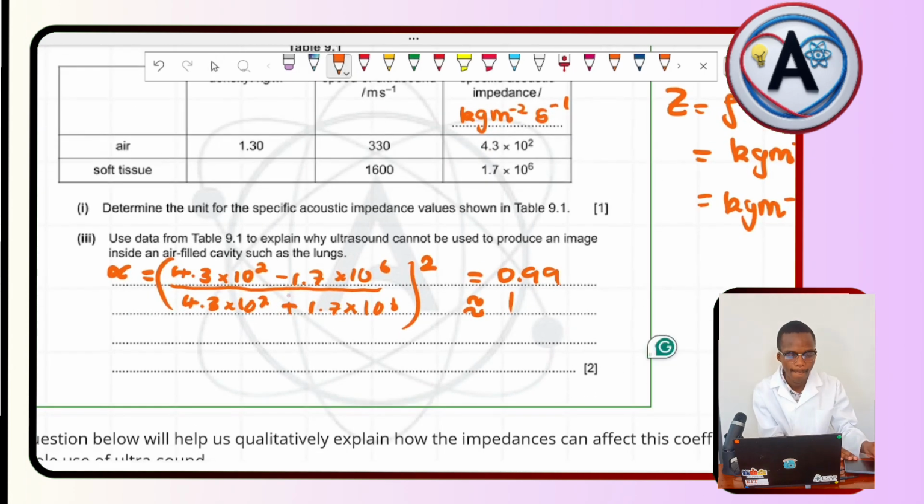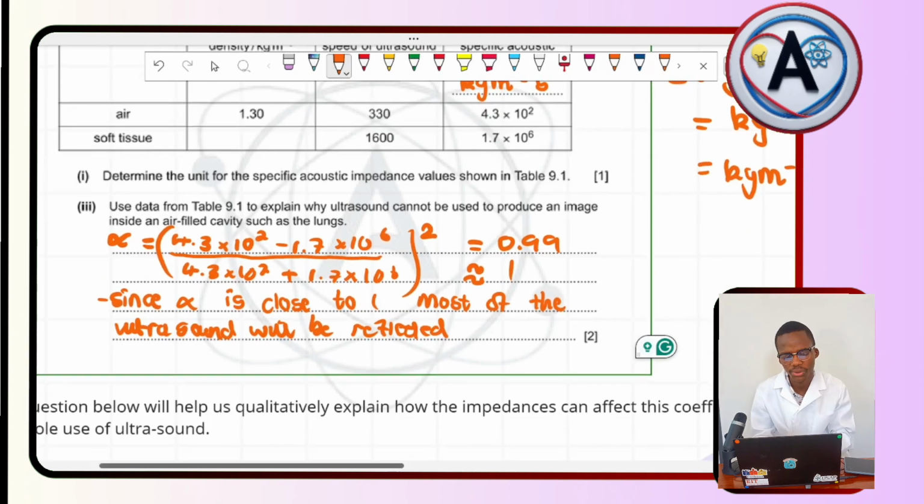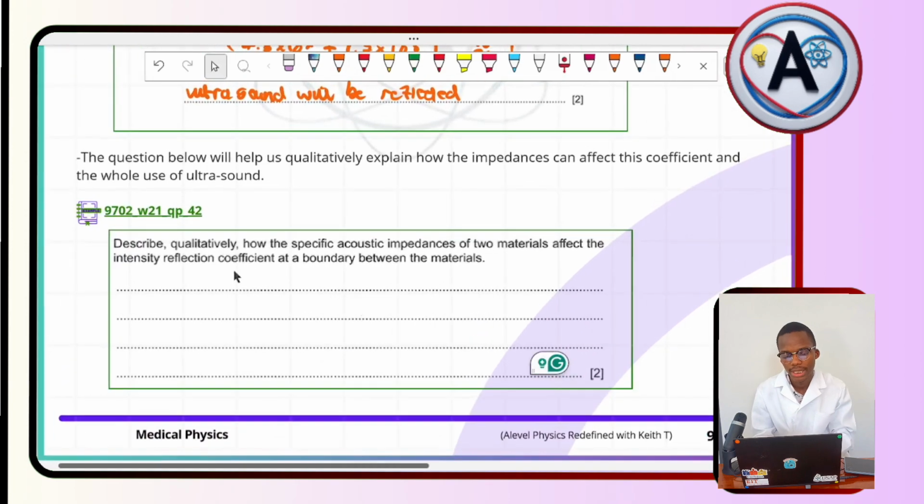So what this tells me is that since the intensity reflection coefficient is very close to 1, most of the ultrasound is going to be reflected, and very little of it will actually be transmitted. So if you have lungs, you can't really see the other end of the lungs. It's going to be very difficult for you to really view and image the lungs themselves, because there's always going to be a confusion whenever you reach an air soft tissue boundary, because there's so much difference in the specific acoustic impedances.